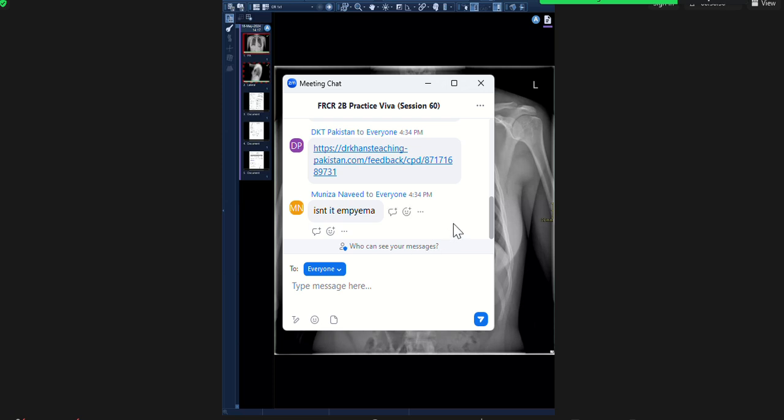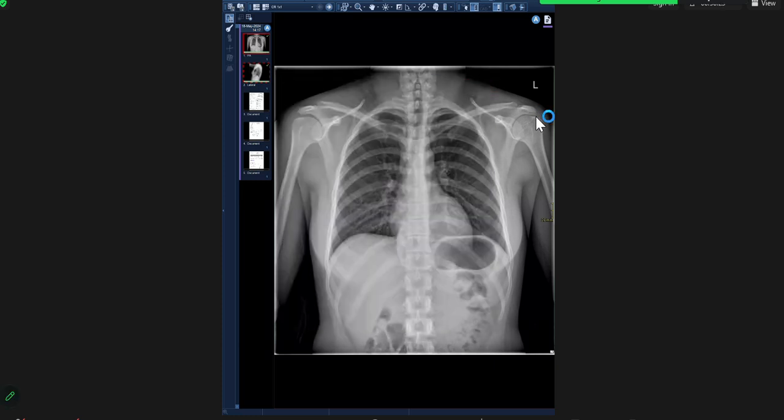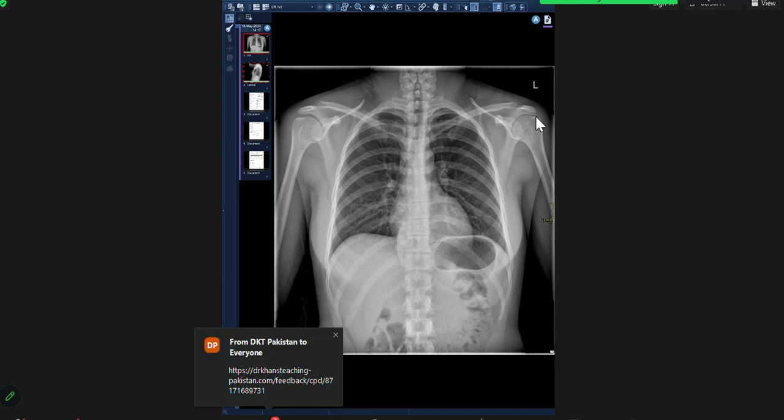Who said, isn't it empyema? Okay, so what is the abnormality here? I missed it. I don't know which case this one is. And what is causing the liver shadow being displaced inferiorly? And then somebody's asking, isn't it empyema? Can it be focal cerebritis?